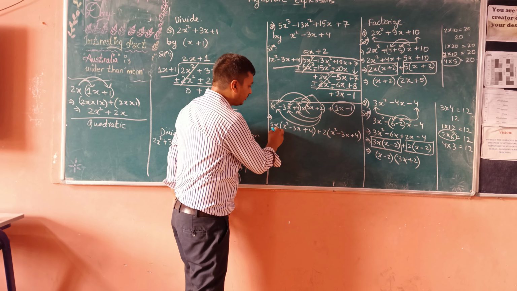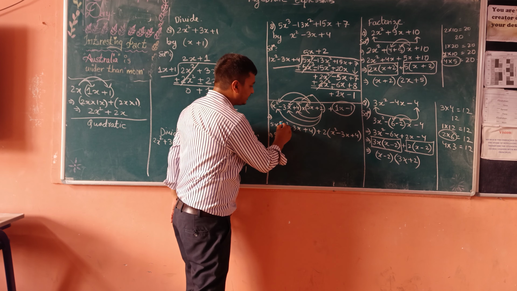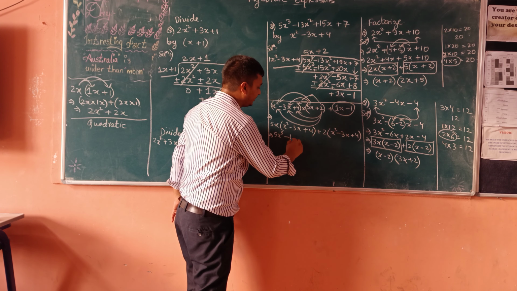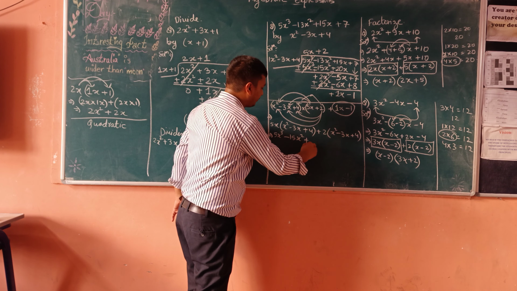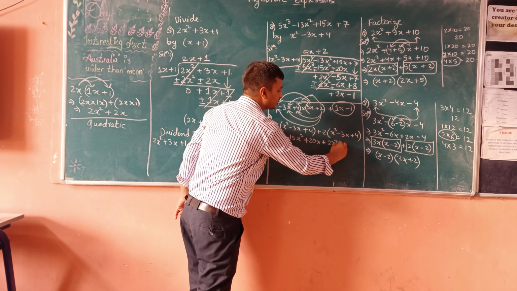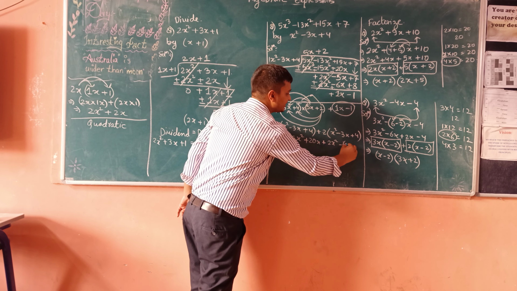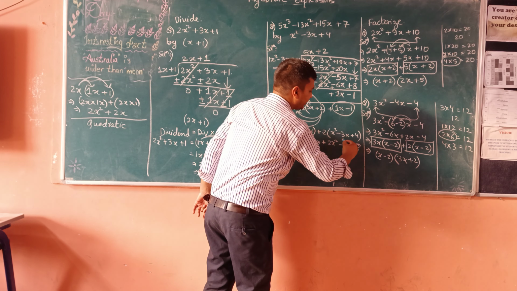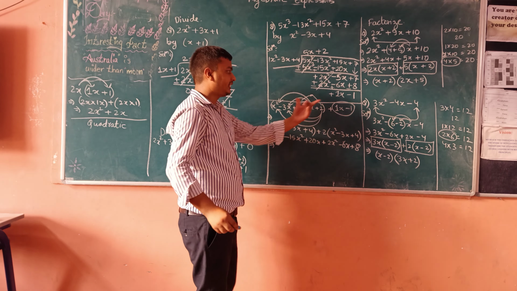Now let me start. 5 into x is 5x, x into x², x³. Minus 5 times 3, 15x². Plus 5 times 4, 20x. Plus 2 into x², 2x². Plus 2 into minus 3x, minus 6x, plus 4 times 2, 8. This term is there, I will add it later.